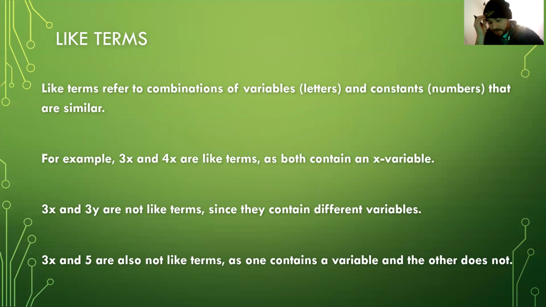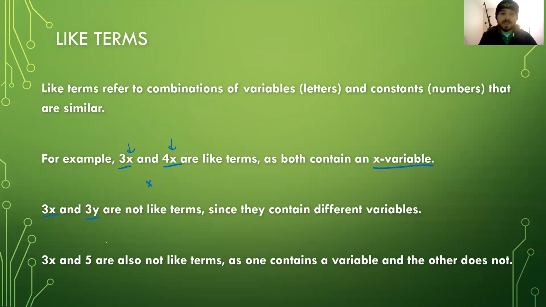Now, like terms, this is kind of our last vocab word. Like terms refer to combinations of variables and constants that are similar. As an example, 3x and 4x are like terms because they both have an x. And really here, the x is what's important. The 3 and the 4 don't really matter. We can have just x, and that's still a like term as well. But we're worried about what variable is part of it. So since they both contain an x variable, they're both like terms.